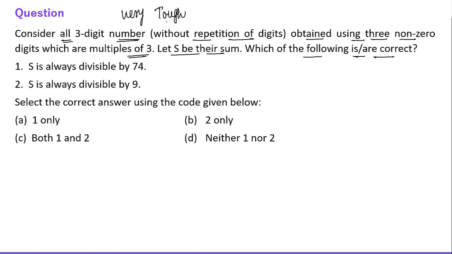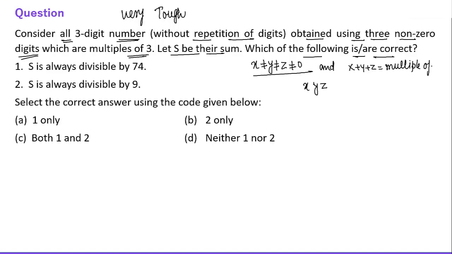I'll solve this question for you, but it is really tough. The question says, consider all three-digit numbers without repetition of digits obtained using three non-zero digits, which are multiples of 3. Let S be their sum. Let the three-digit number be XYZ, where X is not equal to Y, not equal to Z, and none of them is equal to 0. All of them are distinct and non-zero. And one more thing, X plus Y plus Z is a multiple of 3.